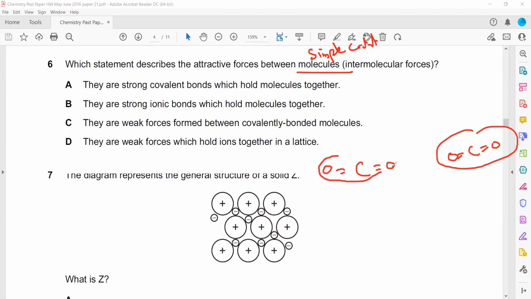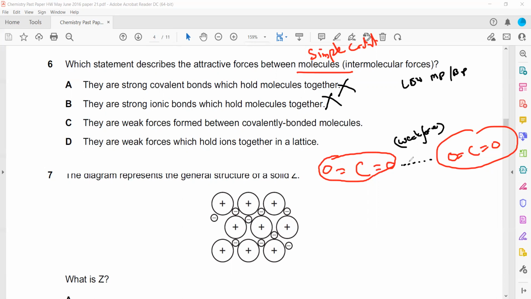So when we compare the force between the molecules, or simple covalent molecules, what kind of force is this? This is a weak force. That's why simple covalent compounds have low melting and boiling points. So strong covalent bonds, that is wrong. Strong ionic bonds, they don't have any ionic bond. They have weak force between the covalently bonded molecules.